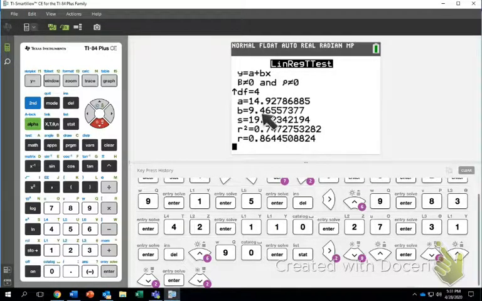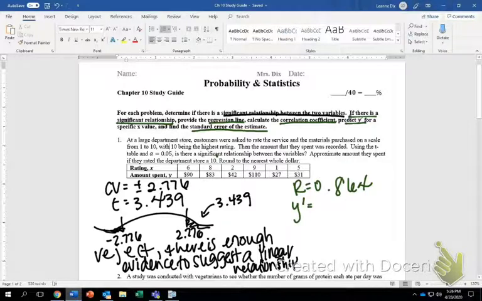Plus 9.466x. All right, so I'm just going to go back and write that. 14.928 plus 9.466x. And then our x value is actually inside of a problem.